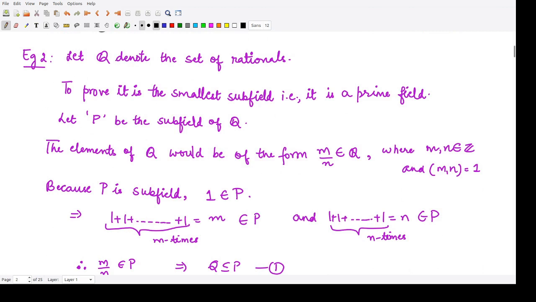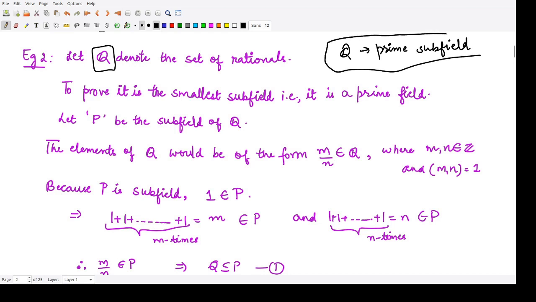Here we will prove that the field of rational numbers, that is Q, is a prime subfield. So how can we prove this to be the prime subfield? We will prove that it has some field P inside it, and we will denote this as the prime subfield. Now if we are able to prove that this P is equal to Q, the field of rationals, then because P was a prime subfield, Q would also be a prime subfield.